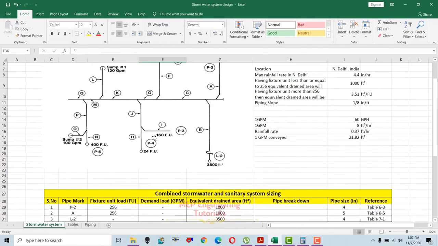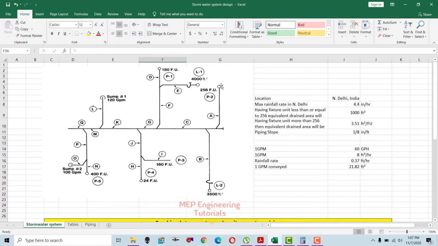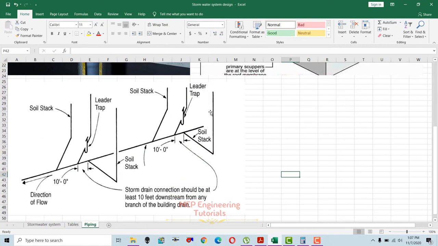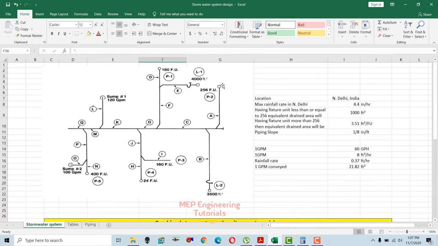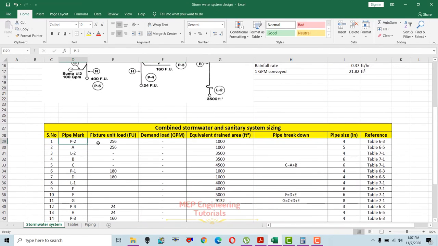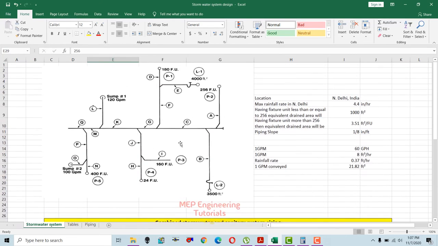So first we'll start from this point, and we'll go up till point Q. You can see that this is the stack P2 over here. This is the stack we're talking about. This is the stack pipe, and this is a horizontal runout from the stack. There we have a stack with 256 fixture units represented by P2. So pipe P2, 256 fixture units.